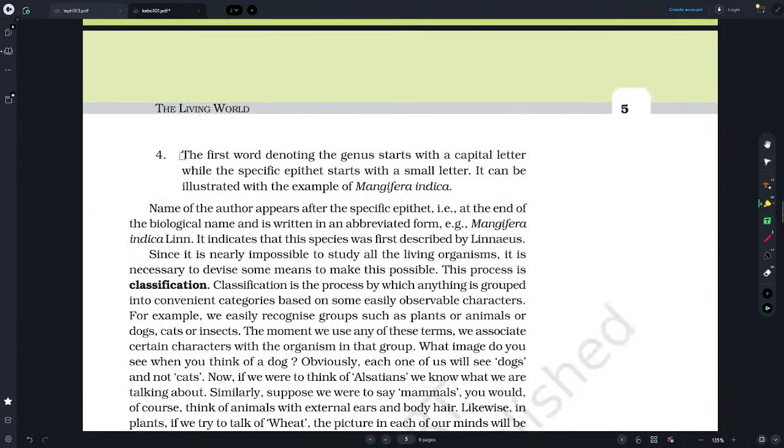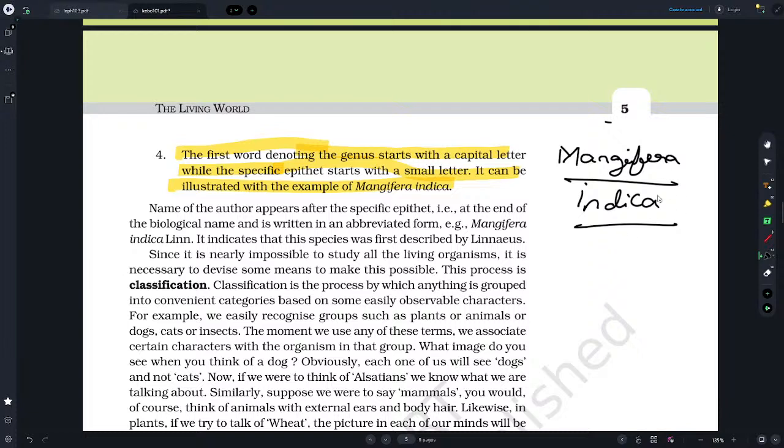The fourth rule: the first word denoting the genus starts with a capital letter, while the specific epithet starts with a small letter. It can be illustrated with the example of Mangifera indica. Here, Mangifera indica is typed in italics, and the right way is capital M, Mangifera, M is capital, whereas indica, i is small. It should be written sidewise, but I didn't have space, so I wrote it down.